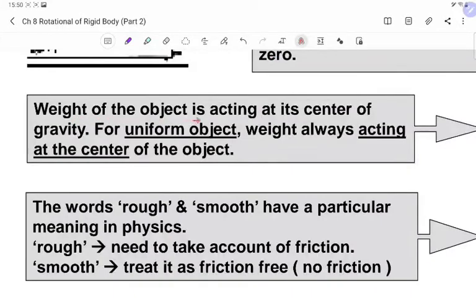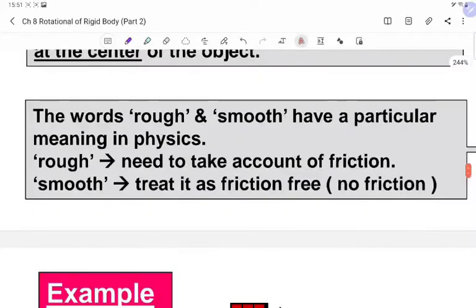Then, weight of object is acting at its center of gravity. For a uniform object, weight is always acting at the center of the object. Okay, so when you are given the mass, you have to calculate the weight and then label the weight vector on the FBD. Dia mesti berada di tengah-tengah. Next, the words rough and smooth have a particular meaning in physics. So kalau rough, meaning that you need to consider the friction force. Smooth, treat it as friction free, tak ada friction.